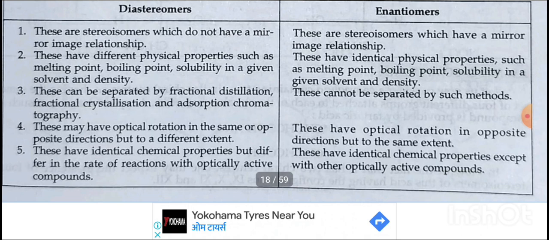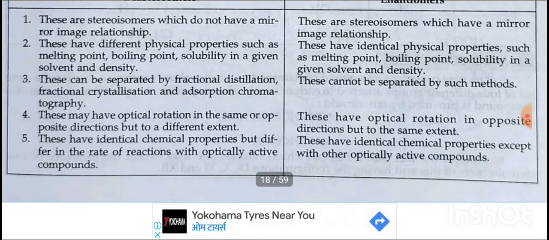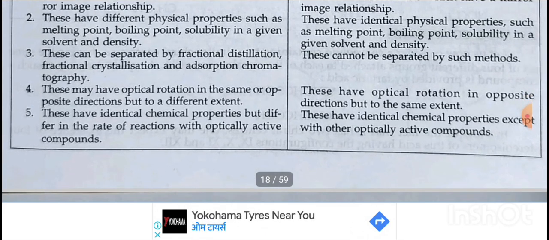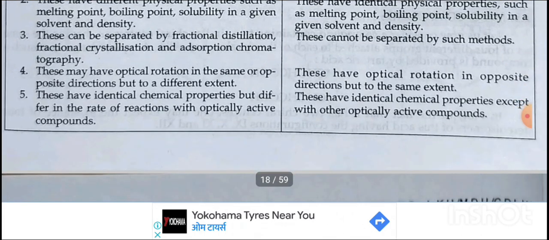Diastereomers can be separated by fractional distillation, fractional crystallization, and adsorption chromatography. Fractional distillation is a process in which we take two liquids of different boiling points, one with a lower boiling point and the other with a higher boiling point. The lower boiling point compound is vaporized first, and we get the other compound having the higher boiling point. This process is known as fractional distillation. Enantiomers cannot be separated by such methods.